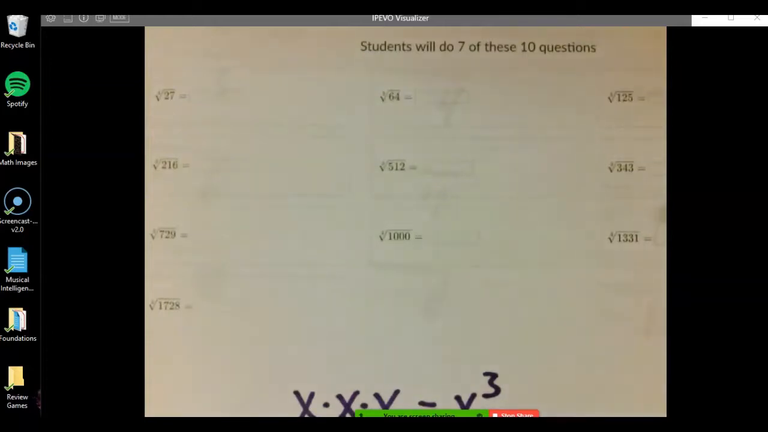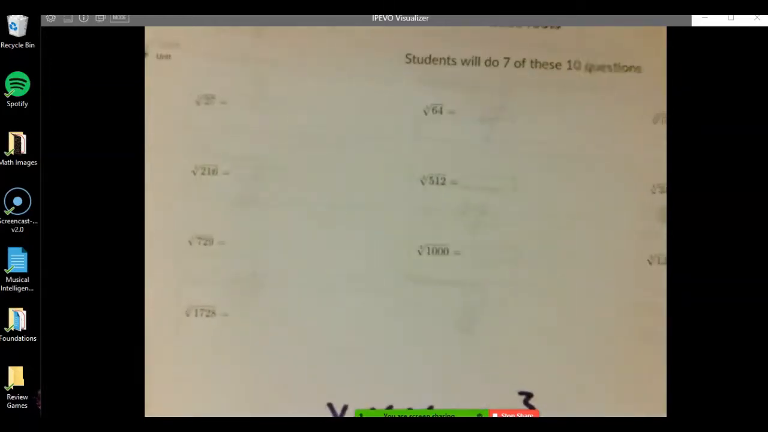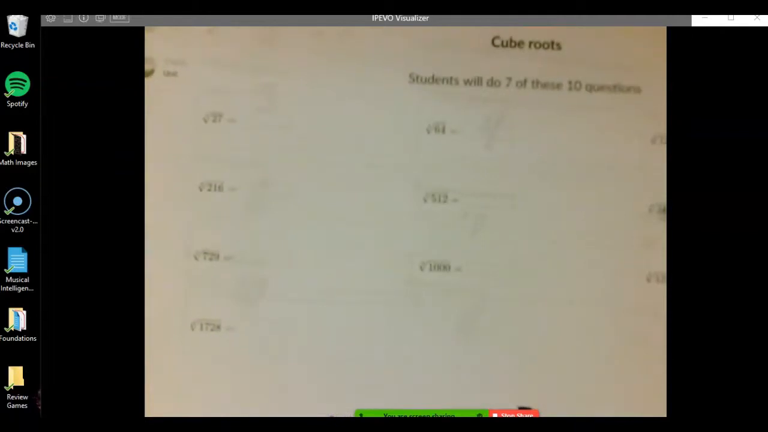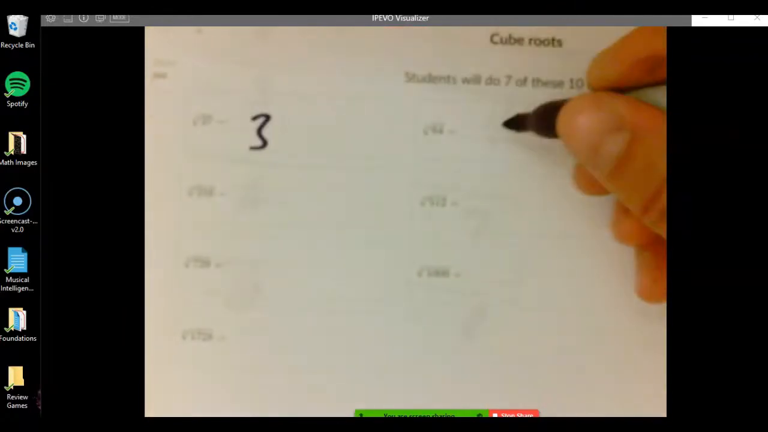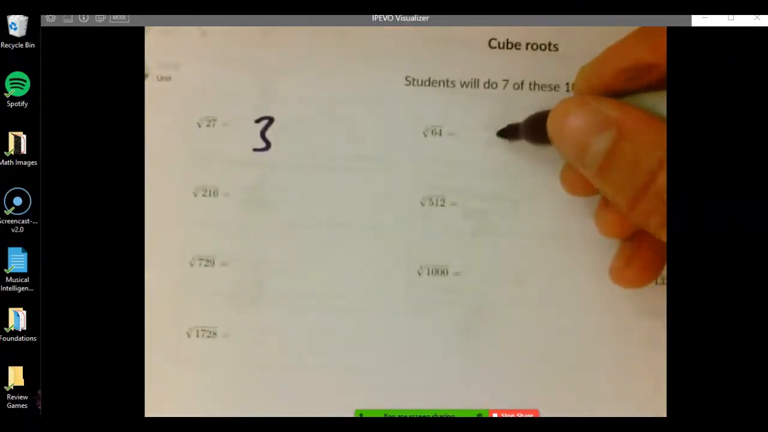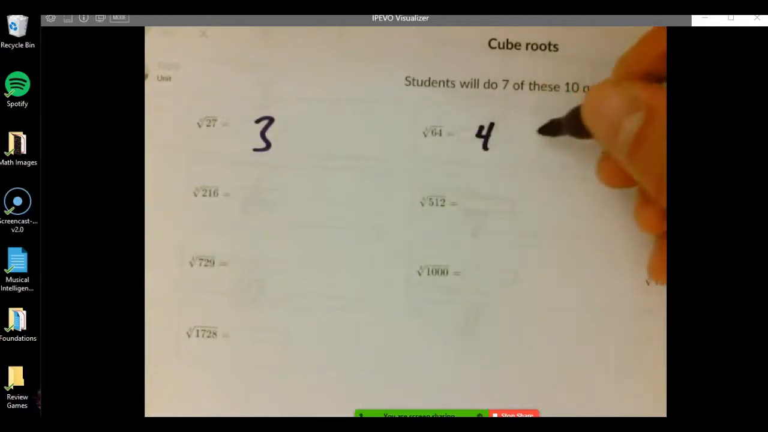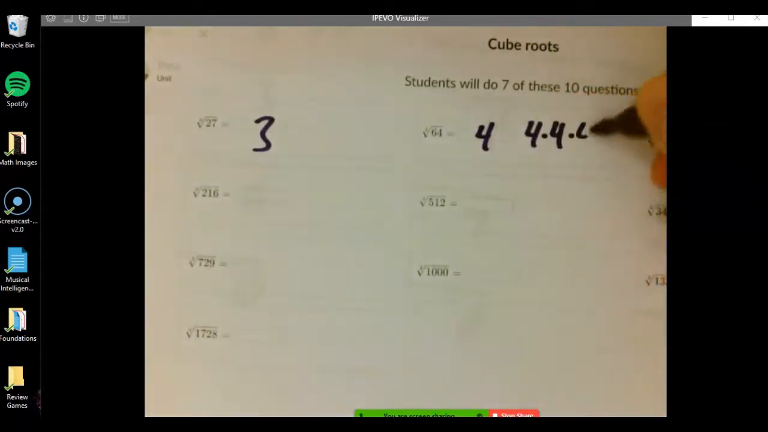All right, cube root of, everyone can unmute if you want, or you don't have to. Cube root of 27. 3. Wait, no. 64. 4. And you can double check that by thinking in your head, what is 4 times 4 times 4? Well, this is 16. 16 times 4 is 64.